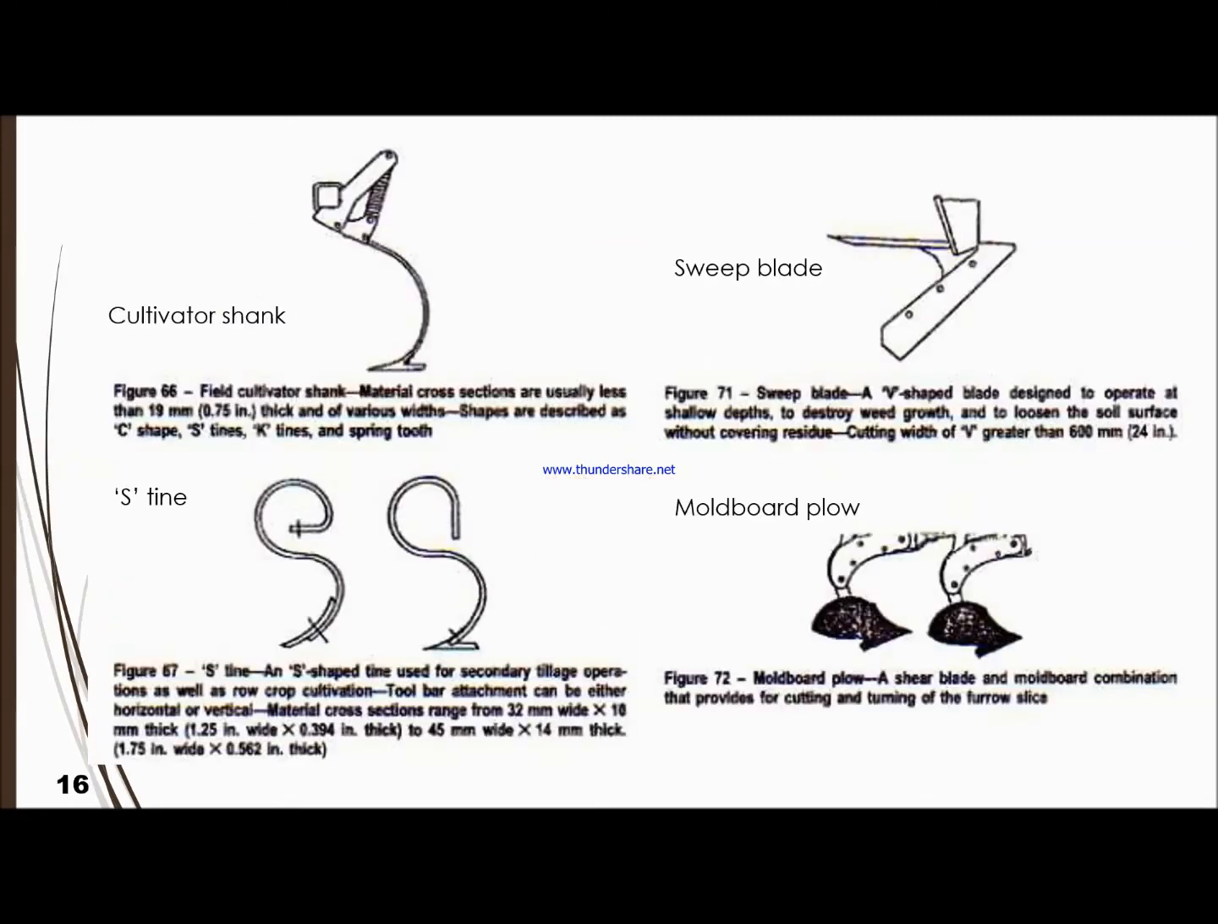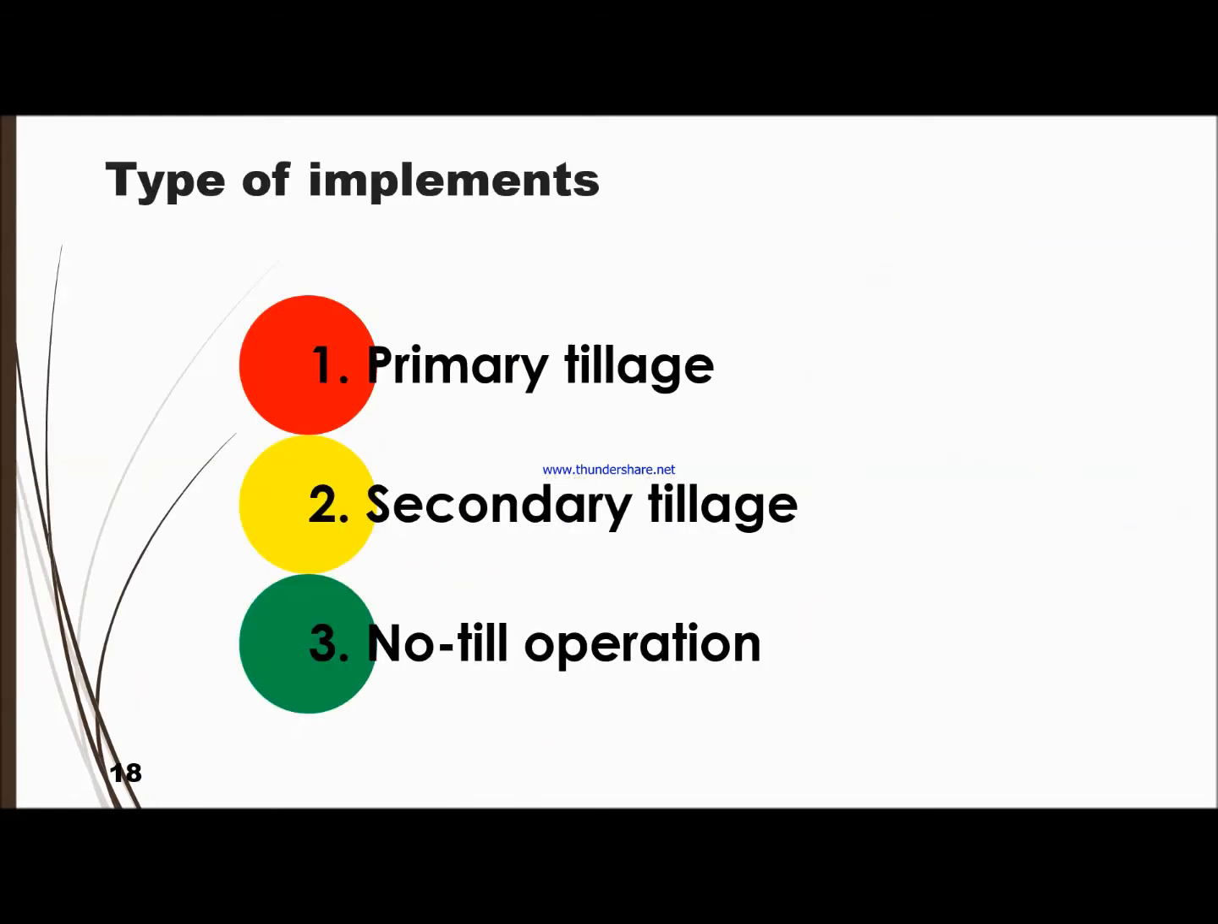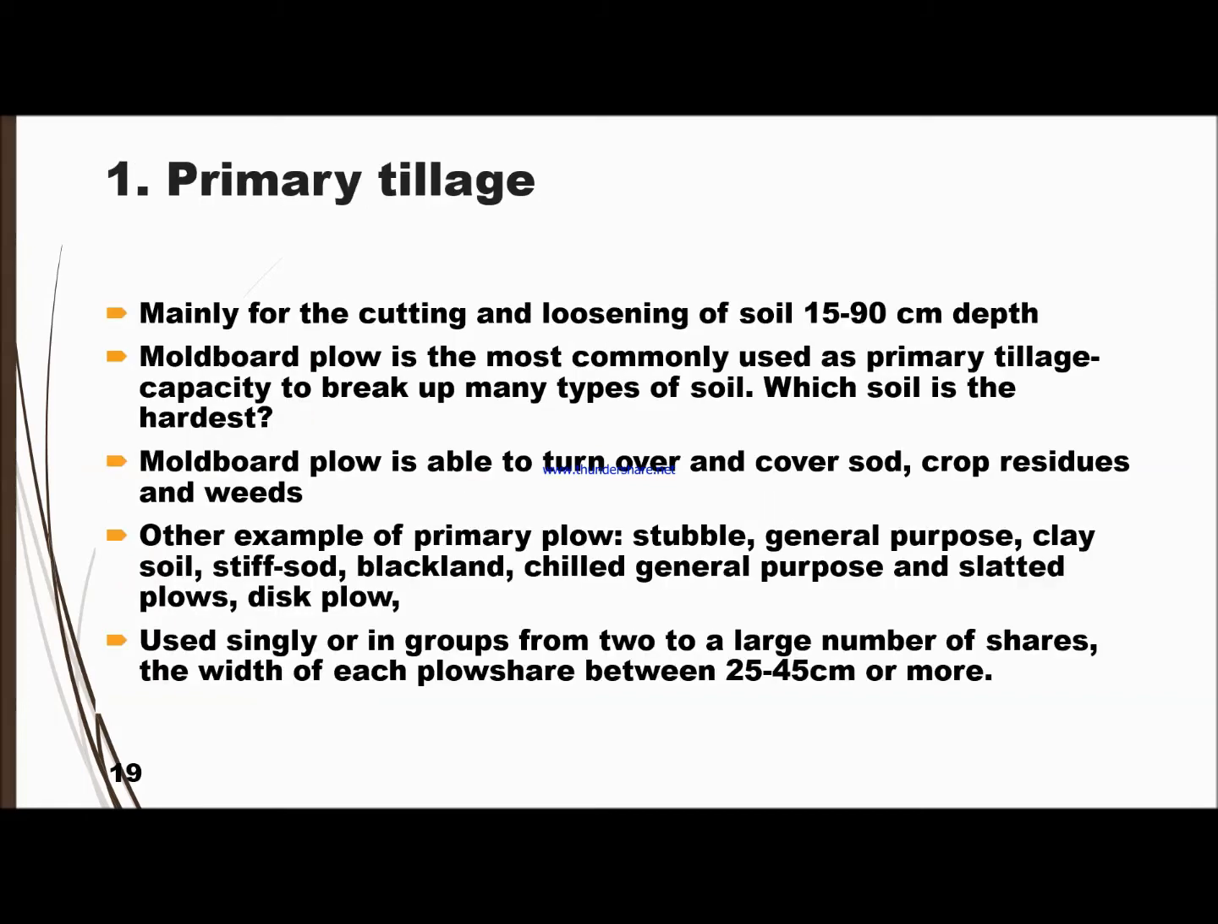So which one of these is basically categorized as primary or secondary tillage? So slowly we move on. Right? Two types of implement that we want to learn in this class, in this topic. Normally we categorize the implement based on the operation sequence: primary tillage, secondary tillage, or no tillage at all. We call it no tillage operation.